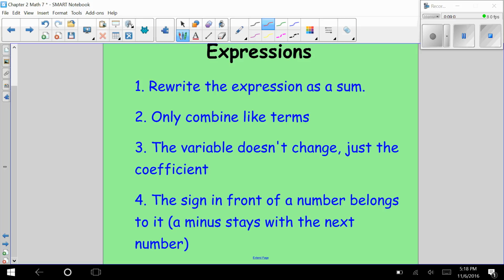And the fourth reminder is that the sign in front of the number belongs to it. Like a minus stays with it. It becomes the negative then.